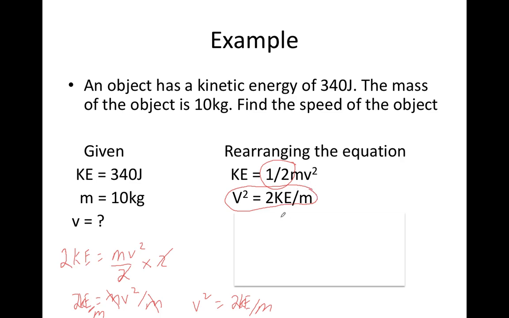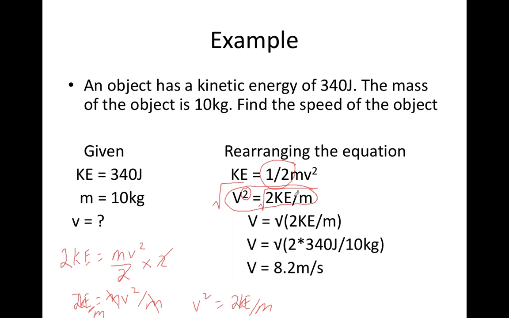Then the last thing we have to do is the opposite of squaring. So the opposite of squaring a variable is to take its square root. So we take the square root of the left side to get rid of the square term, and what we do to one side we have to do to the other. So we square root the right side. So this is v equals, this is a square root sign that goes all the way across. It's just cut off on my notes. So it's square root 2KE divided by mass, and then I plug in the numbers, and I get 8.2 meters per second.